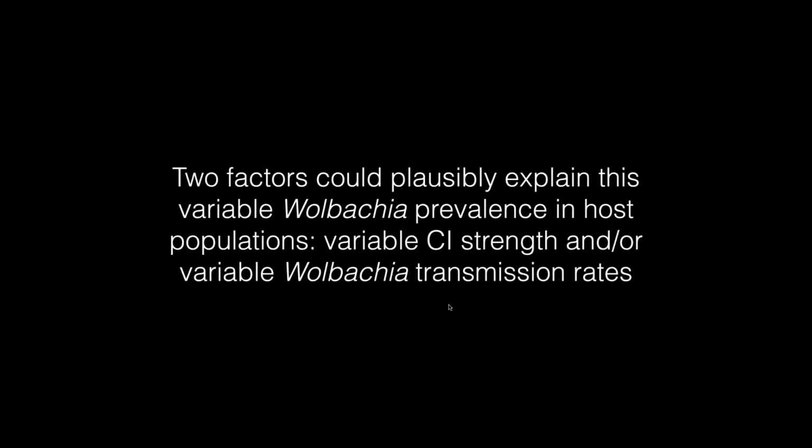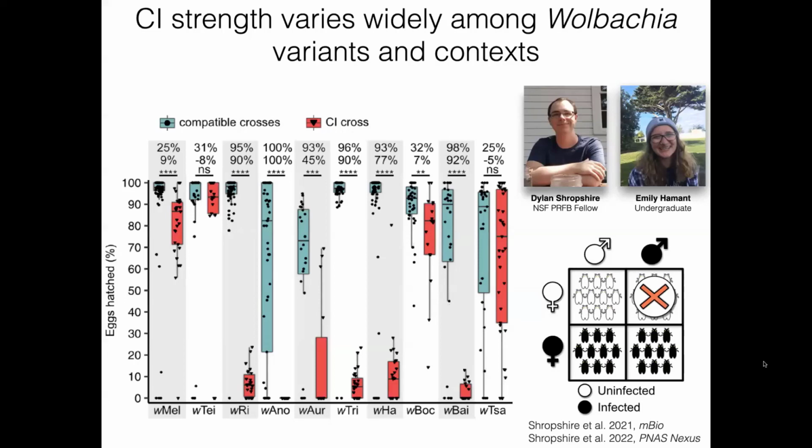So what might actually govern how common Wolbachia are? I think there are at least two things that my group is really focused on that we know are important, and a lot of this stems from theoretical work that has identified these as the most plausible candidates, work carried out by Michael Turelli and his colleagues. Those two things are variable CI strength and variable Wolbachia transmission rates. We often present CI in this context: if you're an uninfected female and you mate with an infected male, your eggs don't hatch. But this can vary a lot.